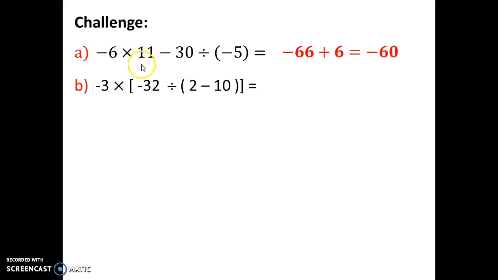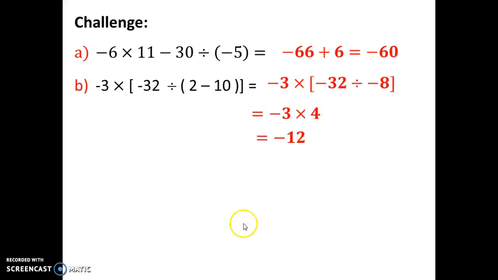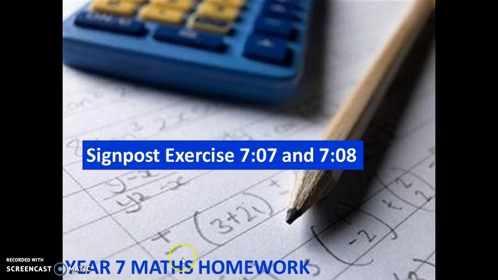So we get here minus 66, the first part. Then minus 30 divided by minus 5 is positive 6. Then when you work that sum out, you get minus 60. Here we'll work out the inner brackets first, and then the outer. So 2 minus 10 is minus 8. Minus 32 divided by minus 8 is positive 4. So then you get negative 3 times that positive 4, which is negative 12.